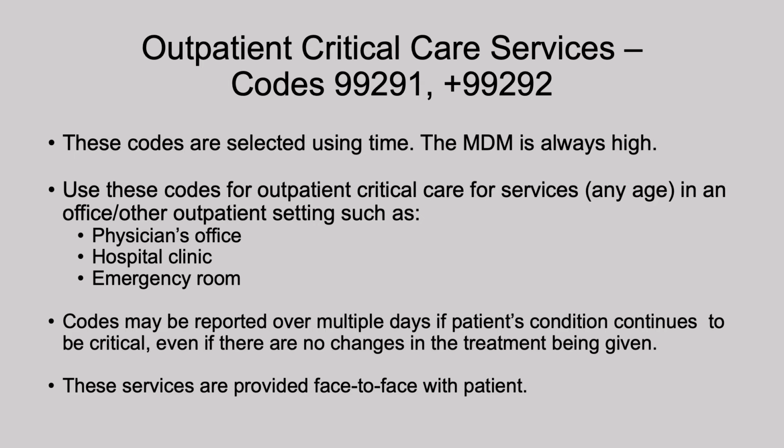So let's start with outpatient critical care services. These actually are the easiest. These are reported using time. Remember, the medical decision making is always high. You can use these codes for outpatient critical care services, any age, in settings such as a physician's office, a hospital, clinic, emergency room. Codes may be reported over multiple days if the patient's condition continues to be critical, even if the treatment stays the same. These services are face-to-face with the patient.